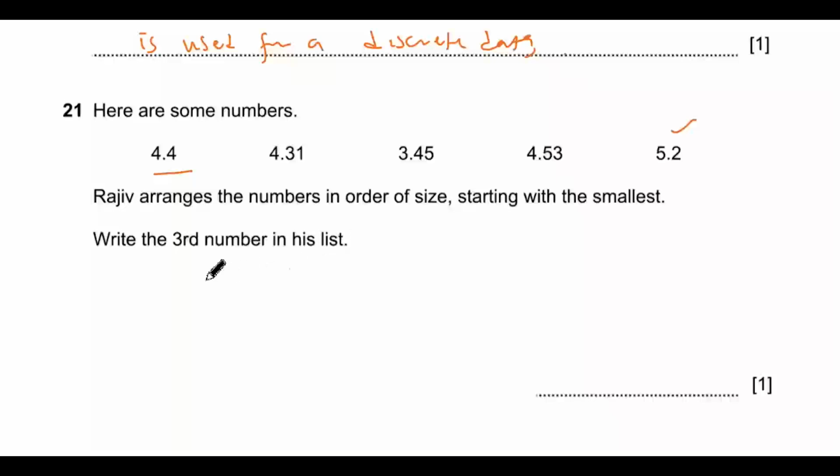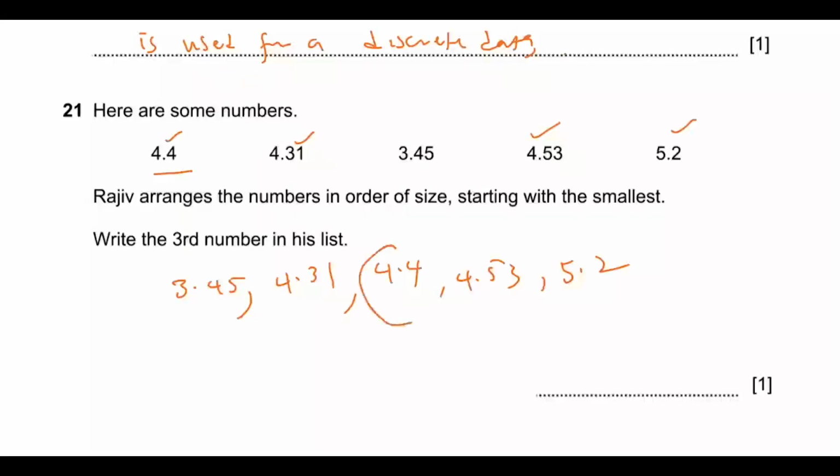the smallest should be 3.45, okay. Then we have numbers that start with 4: 4.4, or let's say 4.40, 4.31, and 4.53. The smallest among these will be 4.31, followed by 4.40, then 4.53, and of course 5.2 is the highest. So we're going to have 4.4 here as the third number.